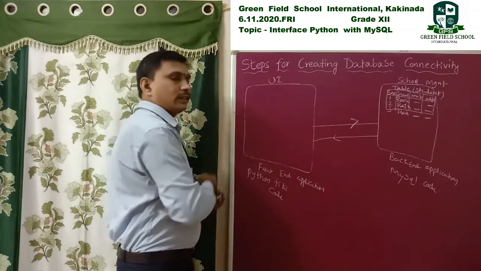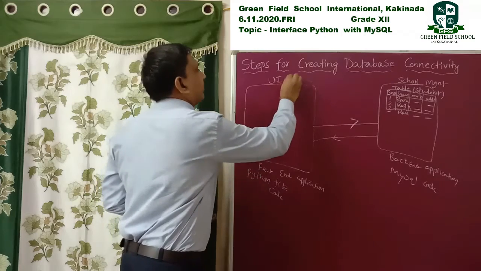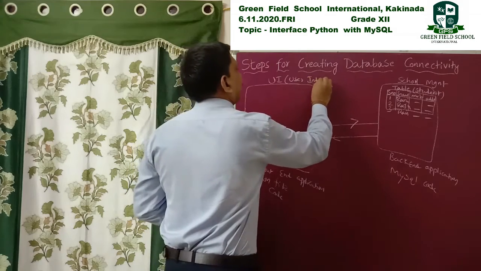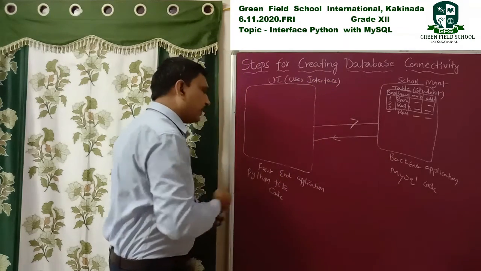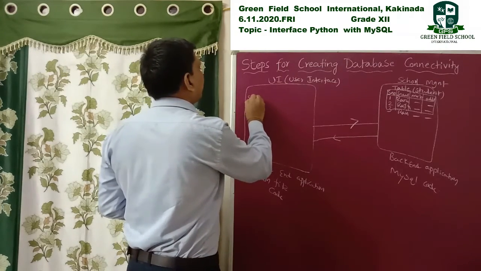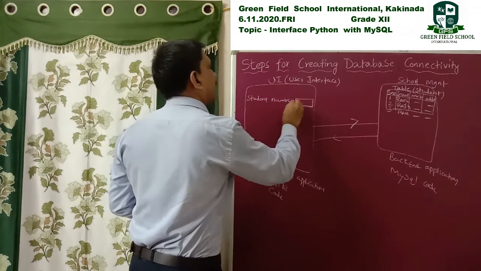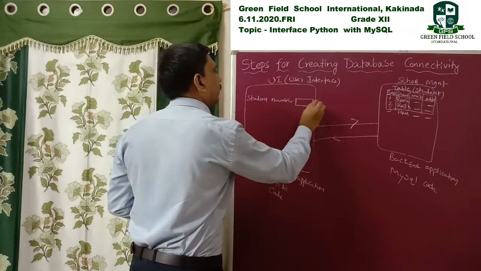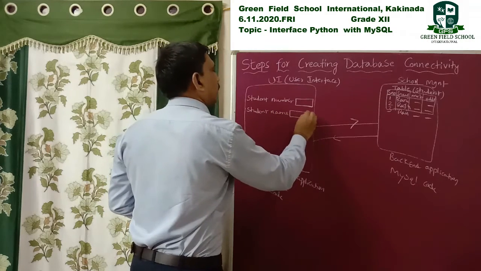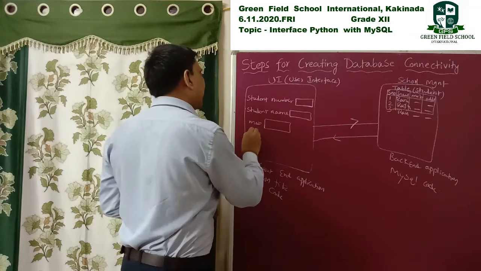Then here I create some variables by using the user interface. I create this user interface by using Python code. Next, I write here student number. I enter student number. Next, student name, mobile number. I enter here mobile number, address.